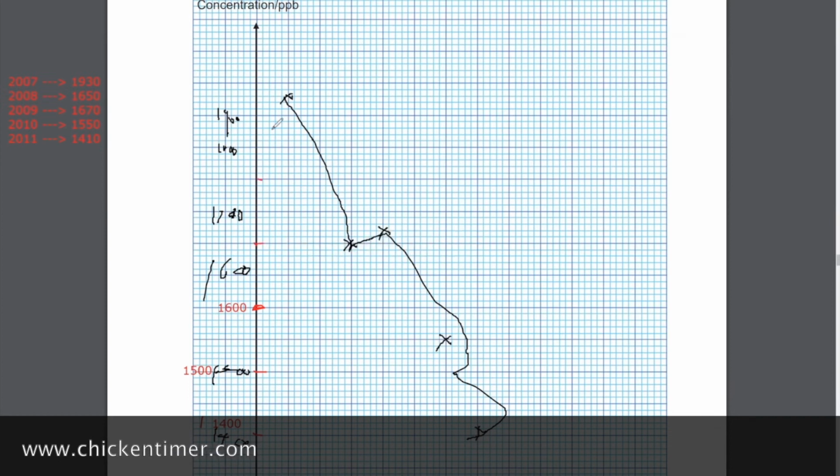1700, 1800, 1900, and then 2000. So that's what you got. So 07 is 1930. Then 08 is 1650. 09 is like that. Then after that, you have 10 is like this.